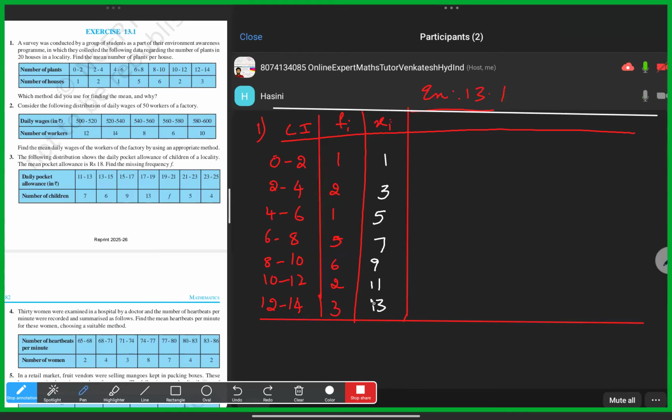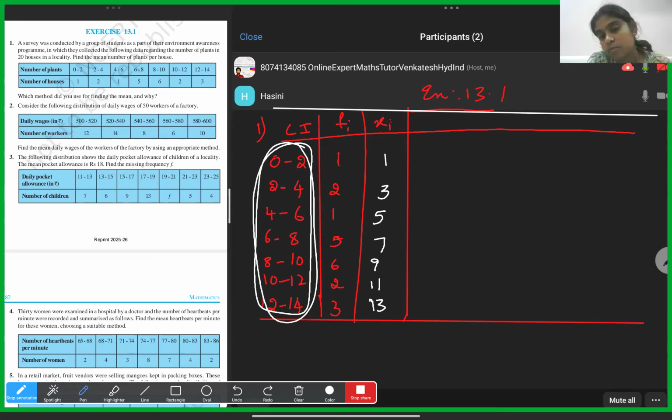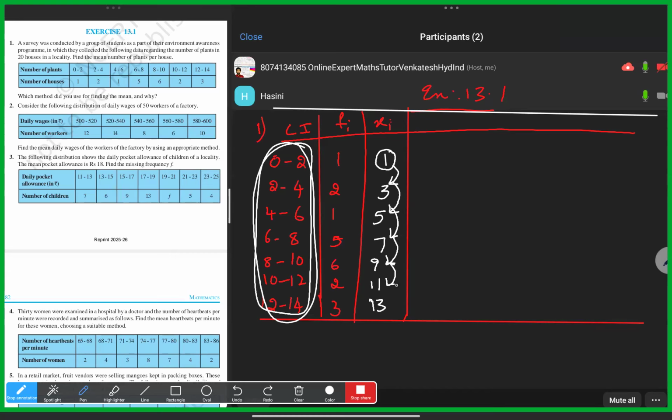Now if you observe, there is one more thing called class size. Class size means the difference between the lower limit and upper limit of these class intervals. What is the difference? 2. So once you find the first one, simply add 2 to get the next one. 1 plus 2 is 3, 3 plus 2 is 5, 5 plus 2 is 7, 9, 11, 13.